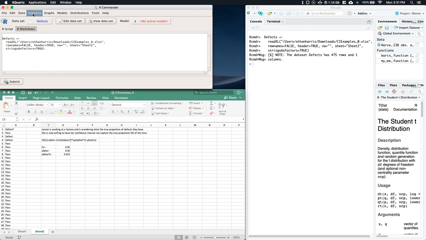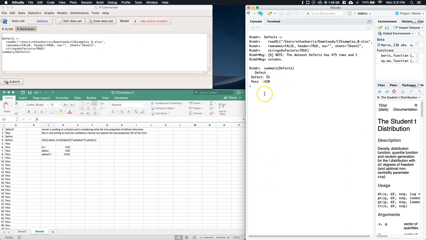Okay, so let's go and get the statistics that we need. Let's go to Statistics, Summaries, and let's do Active data set. Here we go. Click. All right, so we've got the number of defects and the number of passes.